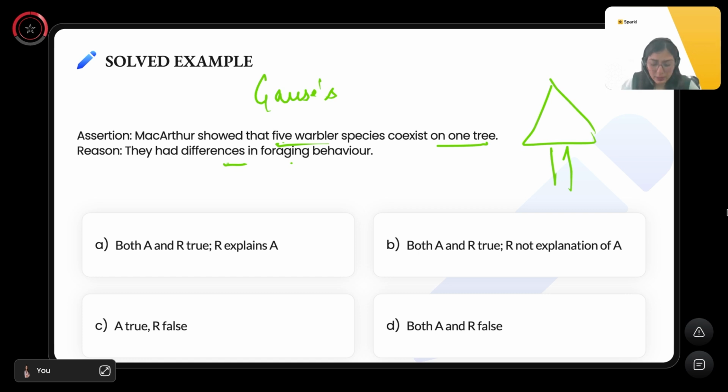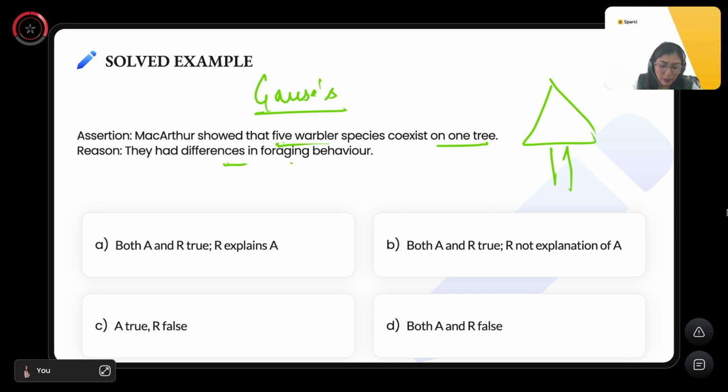competitive exclusion principle, where it is stated that when two species are interacting, are competing with each other, then they cannot sustain together for a very long period of time. The superior one will keep on dominating, and the inferior one will be eliminated, excluded from the environment.